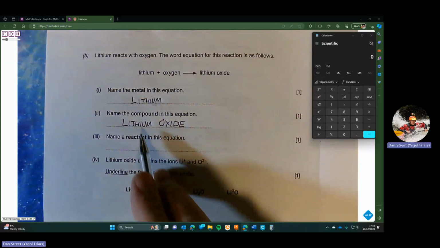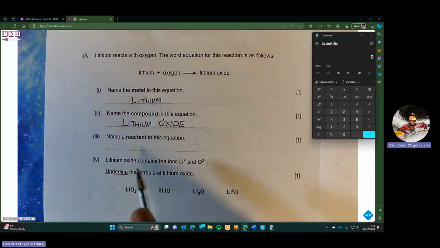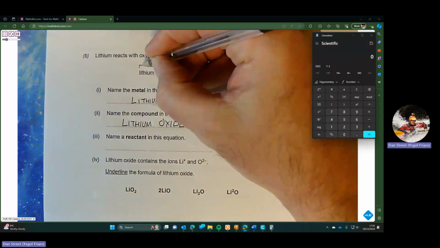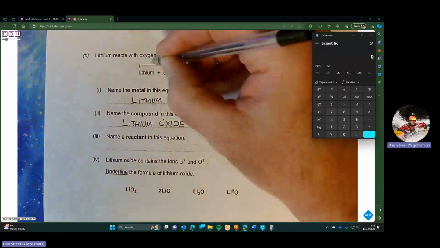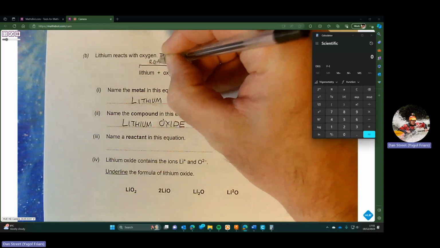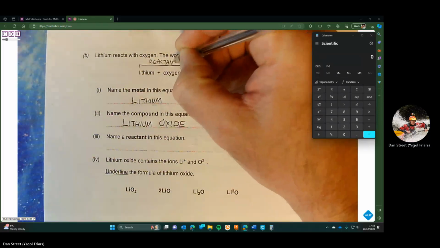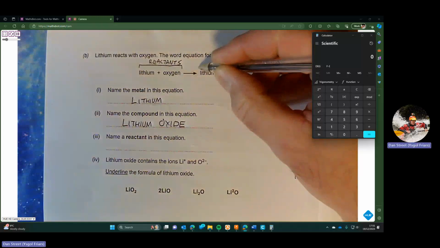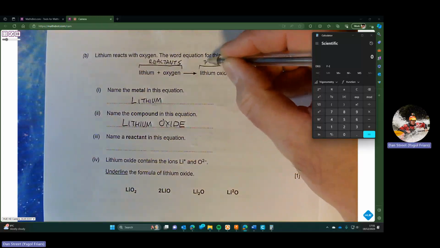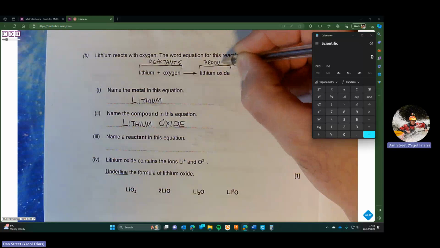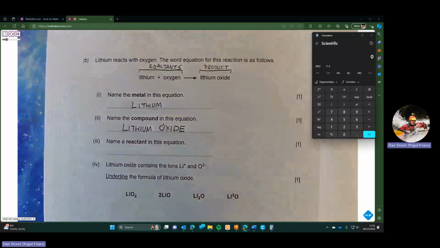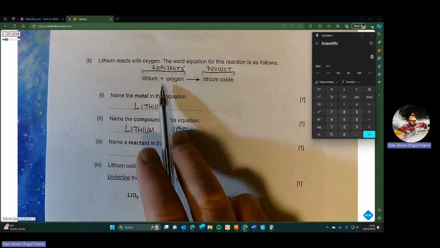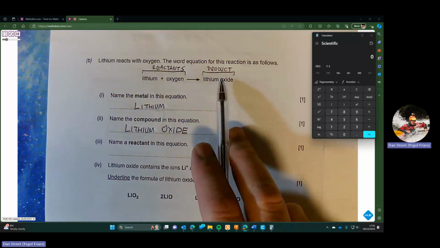And then a reactant in a chemical equation are the things that react. So these two chemicals here are reactants, so you could have either of those. And as we're on the topic, this here is the product. Again, you need to remember that. You need to learn that to recognize reactants and products. Reactants are on the left, products are on the right.